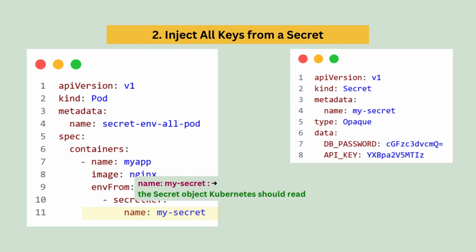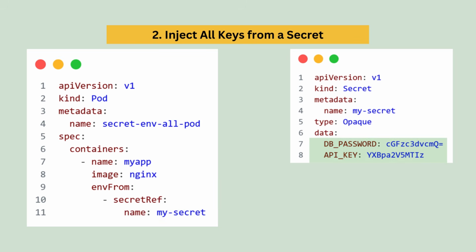Name, my-secret, is the secret object Kubernetes should read. So if the secret contains DB_PASSWORD and API_KEY, then the container automatically gets these decoded values. No need to define each one manually, and the envFrom secretRef brings them all in at once.